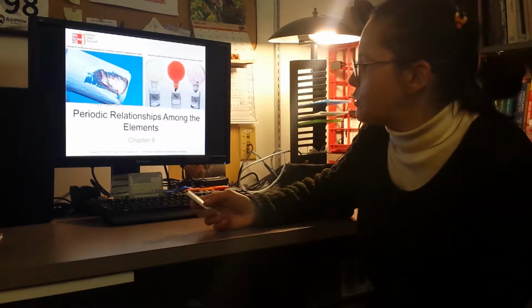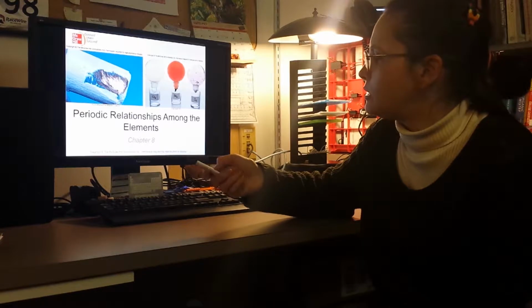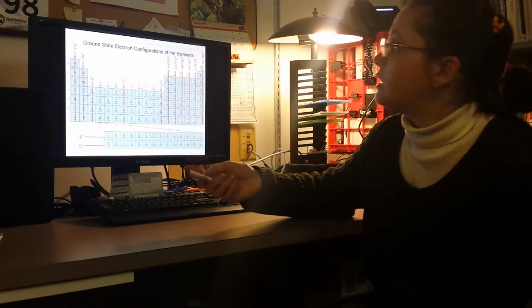So this is about Chapter 8. You'll be able to find the slides. I'll post them on Moodle for you. And so we're going to talk about how the elements are related on the periodic table.